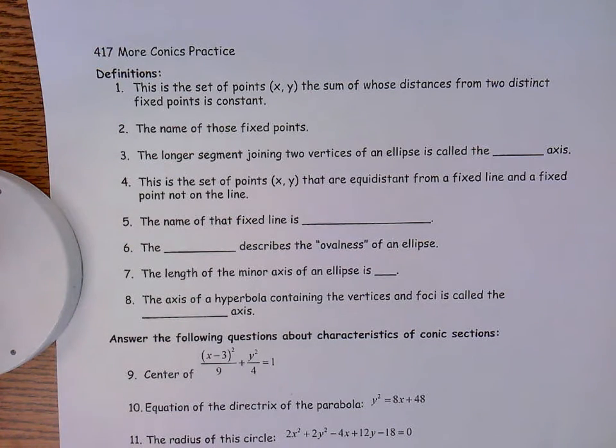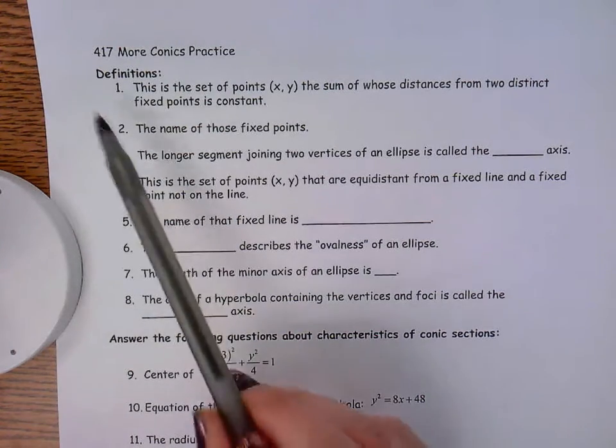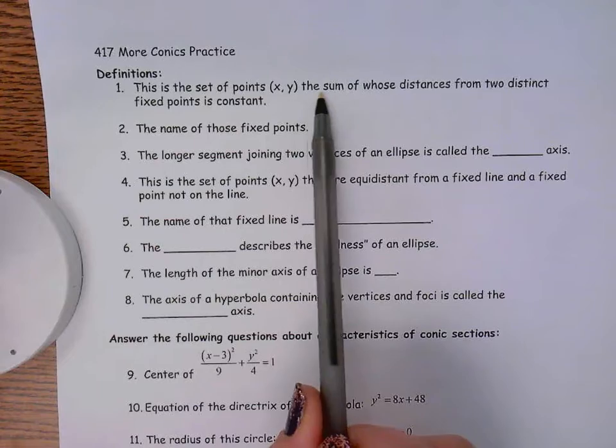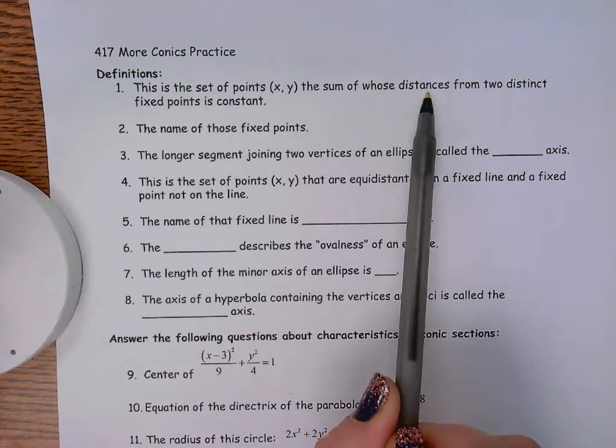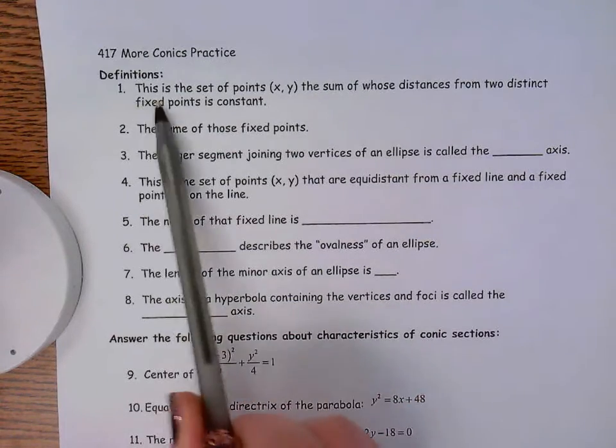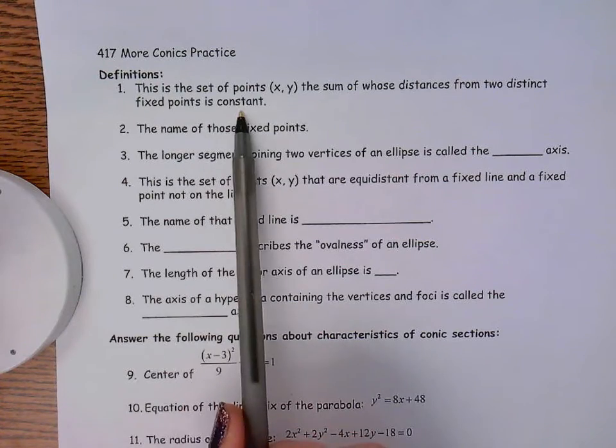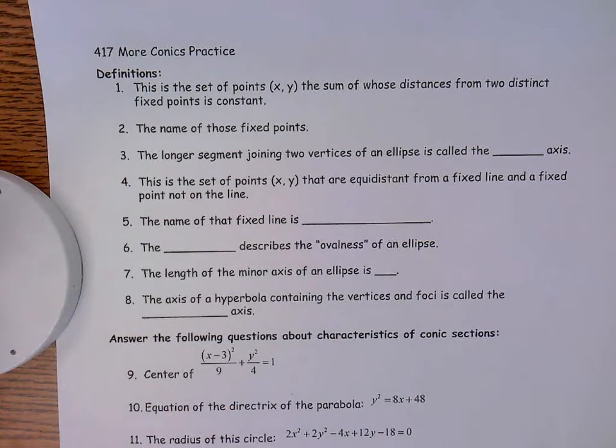So some of the definitions. There are four types of conic sections. You could talk about them by slicing the cone or by their definition. So if I said the set of points such that the sum of the distances from two distinct points, which are foci, is constant, which conic section am I talking about? Who knows which conic I'm talking about?